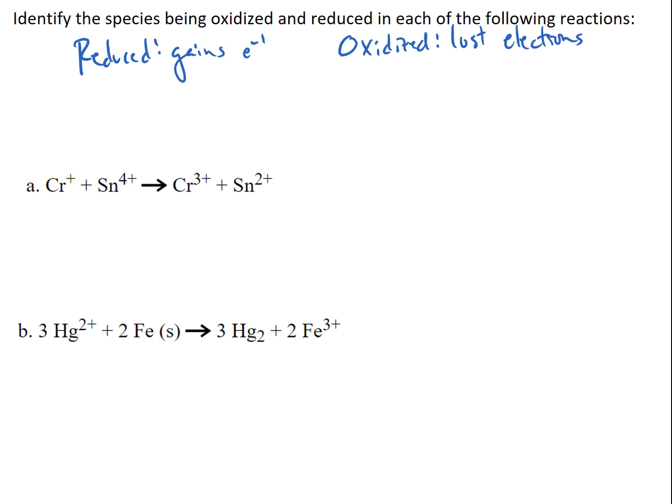So in the equations below, I want to identify the species being oxidized and the species being reduced in each of the following reactions. And that tells you an important thing, that these reactions are always linked together. If an element or a compound gets oxidized and loses electrons, somebody else will accept those electrons, or gain those electrons, and get reduced. So I think it's important to think of these as always being paired together.